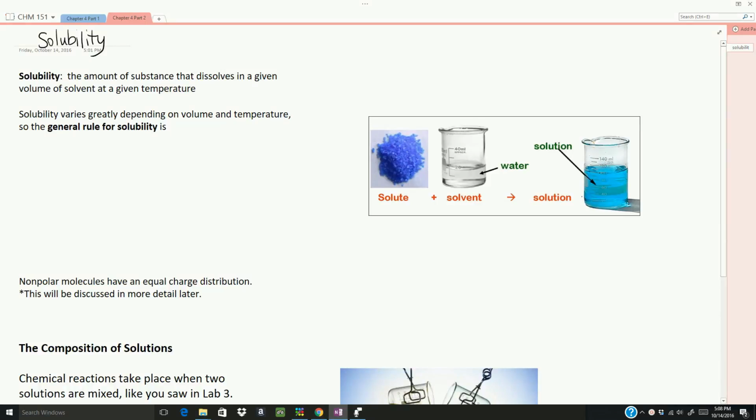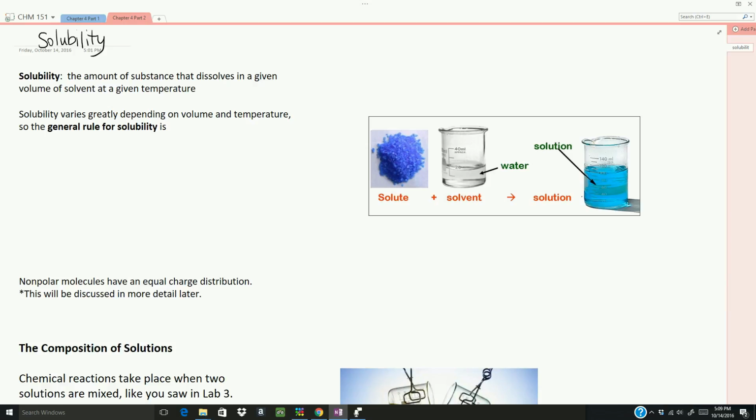Okay, so now that we've talked about what a solution is and the different components of a solution, we need to talk about solubility. So, solubility is the amount of substance that dissolves in a given volume of solvent at a given temperature. So, solubility really varies depending on the volume of solvent used and the temperature of the solvent. And you've probably seen this. If you heat up a cup of water, you can dissolve more salt than if you were to dissolve some salt when that water is cold.